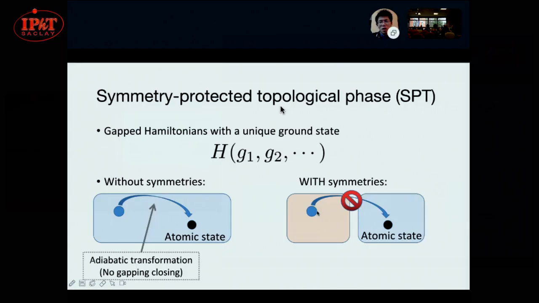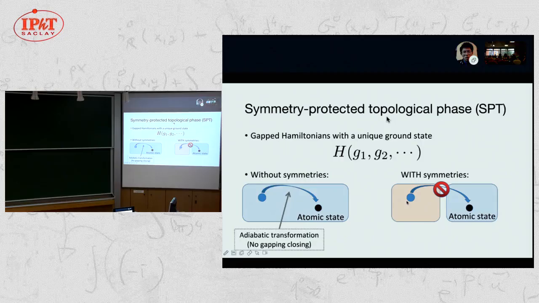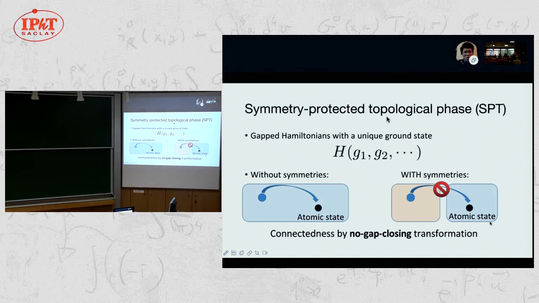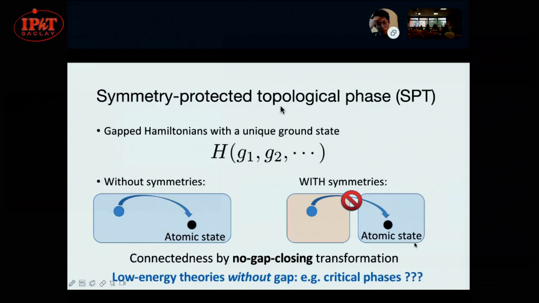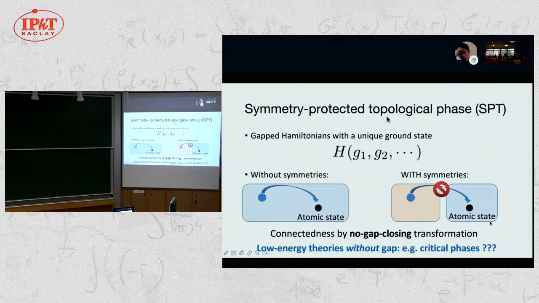However, if we require some certain symmetry and this process doesn't exist, then we say that this Hamiltonian belongs to a non-trivial phase, which is distinct from the trivial atomic phase. Briefly speaking, this SPT classification is equivalent to the connectedness by this no-gap-closing adiabatic transformation on the phase diagram. However, what about the low energy theories without any gap? Because this SPT classification heavily depends on a well-defined bulk gap, the situation will be bad if we don't have any gap, for instance, the critical phases.